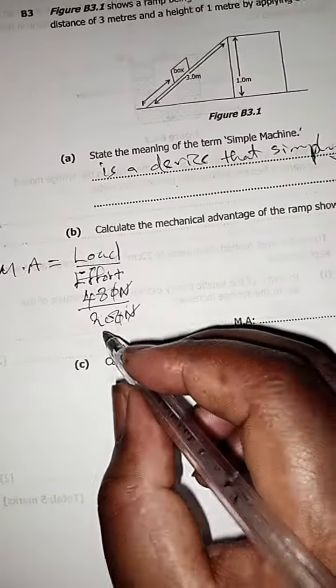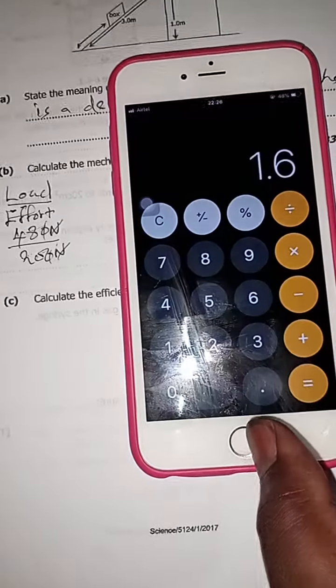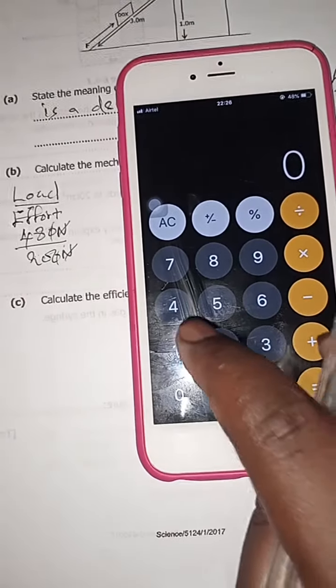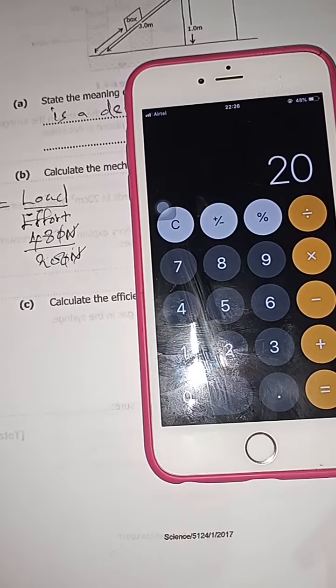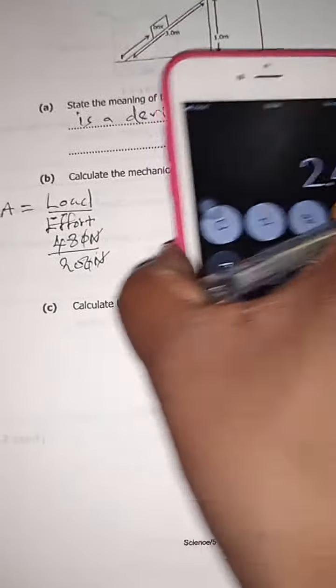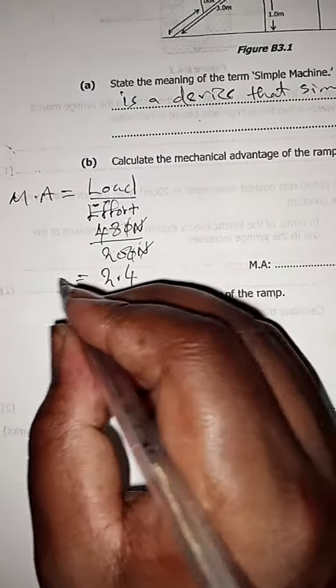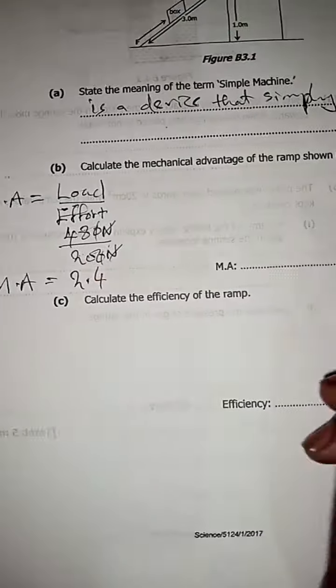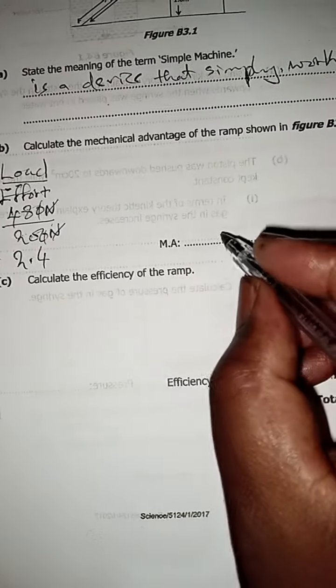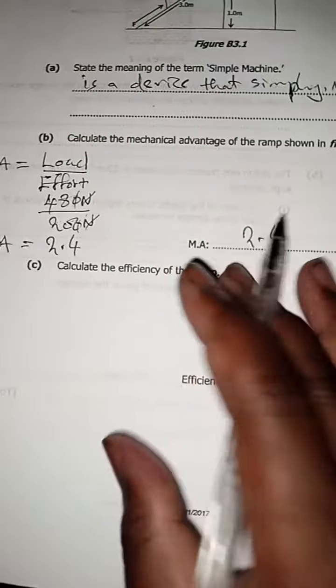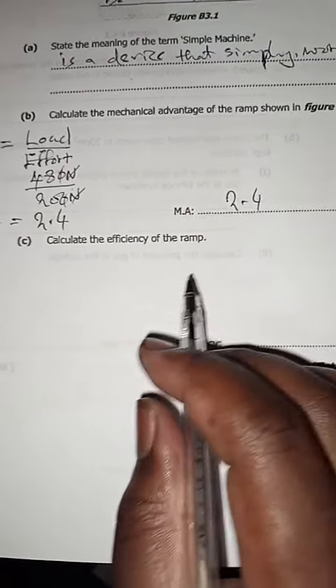And this is just 48 divided by 20. That's 2.4. No unit. Mechanical advantage has no unit. So it's 2.4. So write 2.4. That's my mechanical advantage.